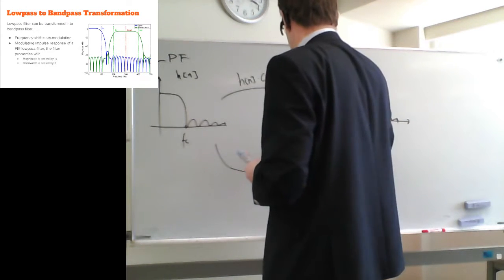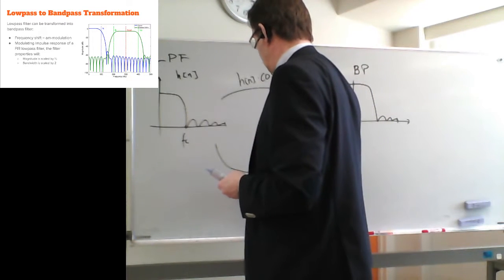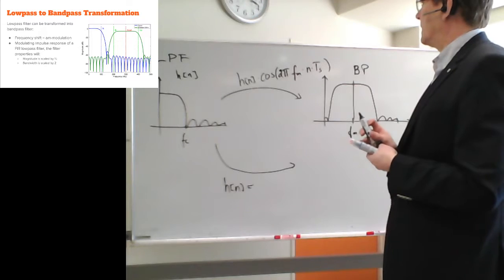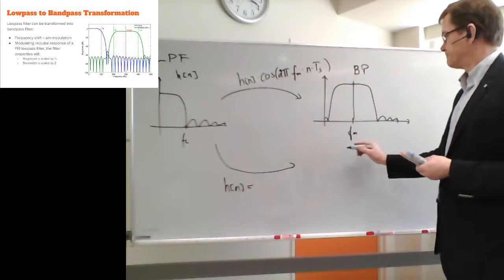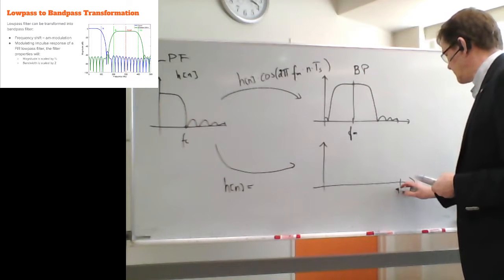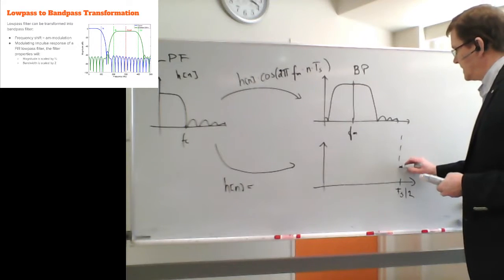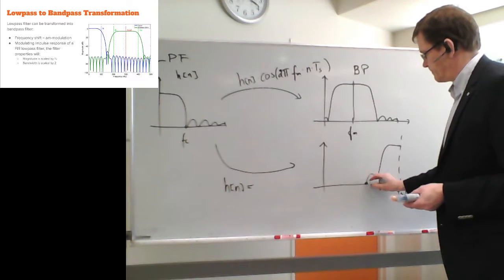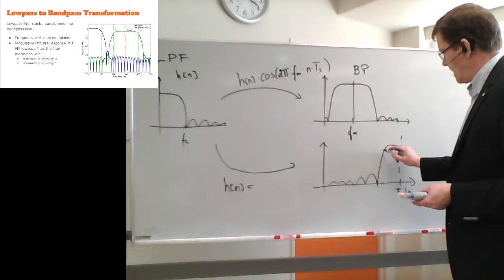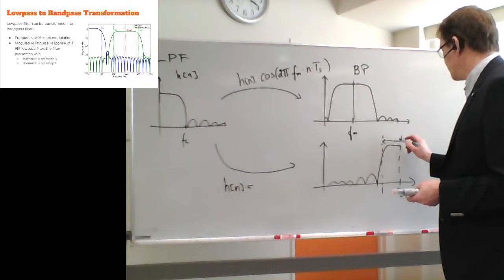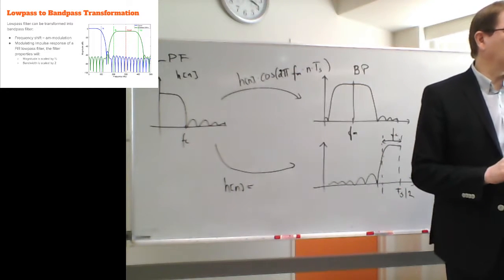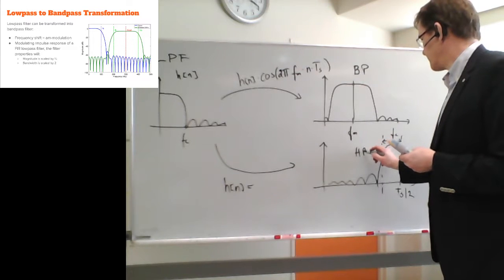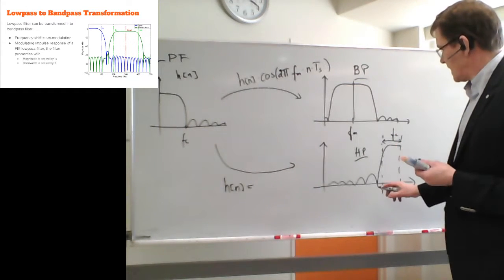Another one: if you modulate this with a cosine of pi times n, meaning you are actually modulating at Nyquist frequency, Fs over 2, this would transform the low pass filter in here. The cutoff frequency of the original low pass filter is now the bandwidth of the new high pass filter.